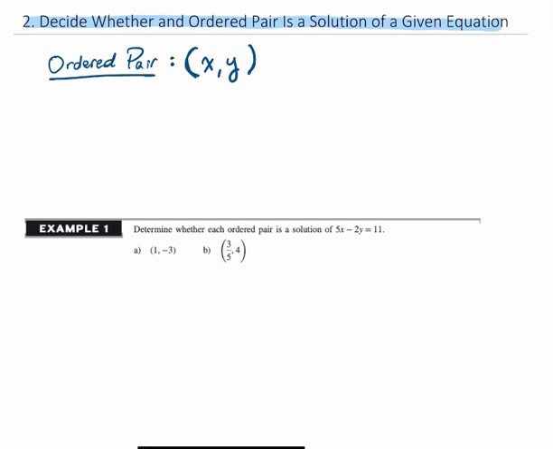But first we want to decide if it's a solution to an equation. And by a solution it means if we plug in these particular values, this would be a value like what we see here, 1, negative 3. That means x is 1, y is negative 3. If we were to plug that into the equation, which is what we'll do in this example, and we get a statement that is true, then we would say that that ordered pair is a solution to the equation. Visually, this would mean that the point is on the line that's described by the equation.